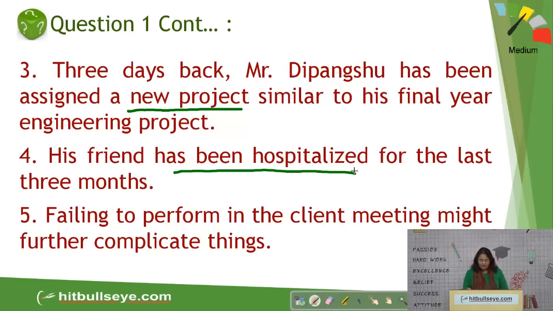Failing to perform in the client meeting might further complicate things. Look at the word perform. Now we know that the core issue is performance, and this is the only option which is addressing that issue. So he needs to perform well, because failing to perform will further aggravate the situation. So the correct answer is option number 5.